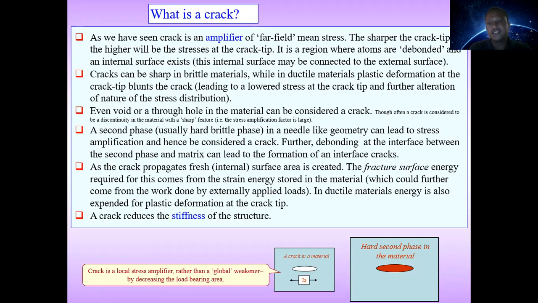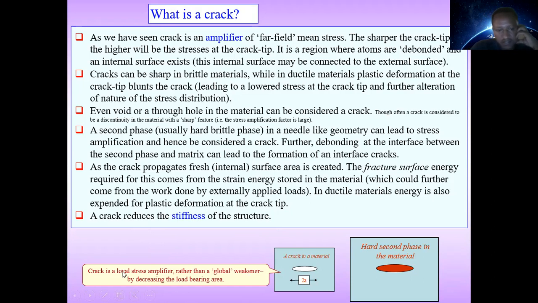Area is created. The fracture surface energy required for this comes from the strain energy stored in the material, which could further come from the work done by externally applied load. In ductile material, energy is also expended for plastic deformation at the crack tip. A crack reduces the stiffness of the material or the structure.